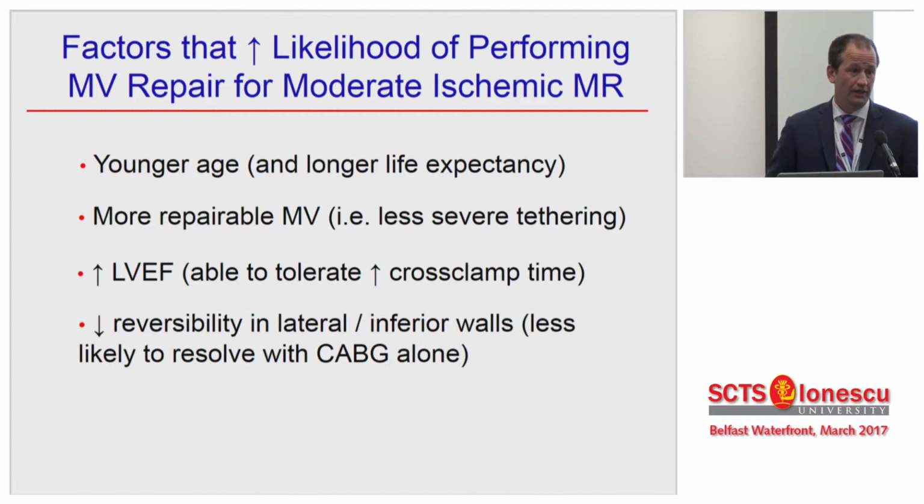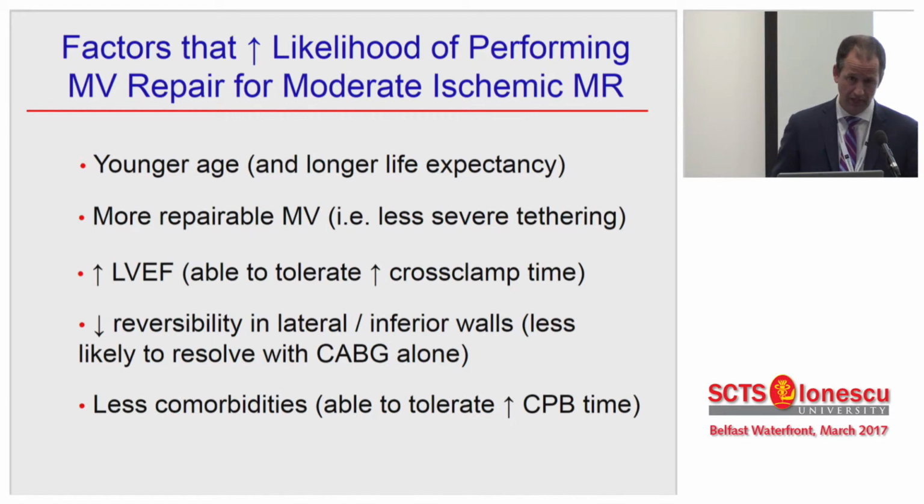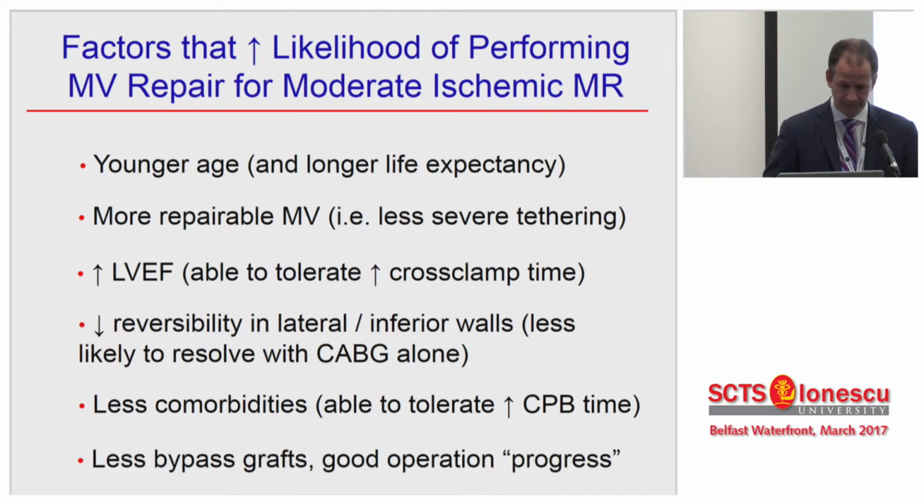Another thing I look at is reversibility, and unfortunately in the large CTSNet trial, which I'm going to show you in just a minute, they did not assess reversibility in all of the patients. But if I do have a patient that has a large reversible defect in the lateral inferior wall, it's likely that their mitral regurgitation will improve on its own. So I may use that to decide whether or not to repair the valve. And then also fewer comorbidities, because if they have a bunch of comorbidities, renal failure, etc., then they may not tolerate that increased cardiopulmonary bypass time.